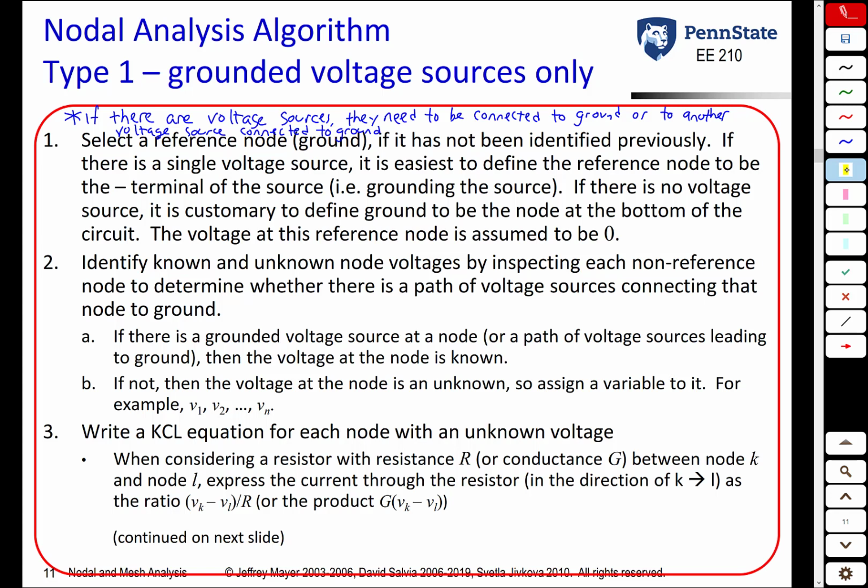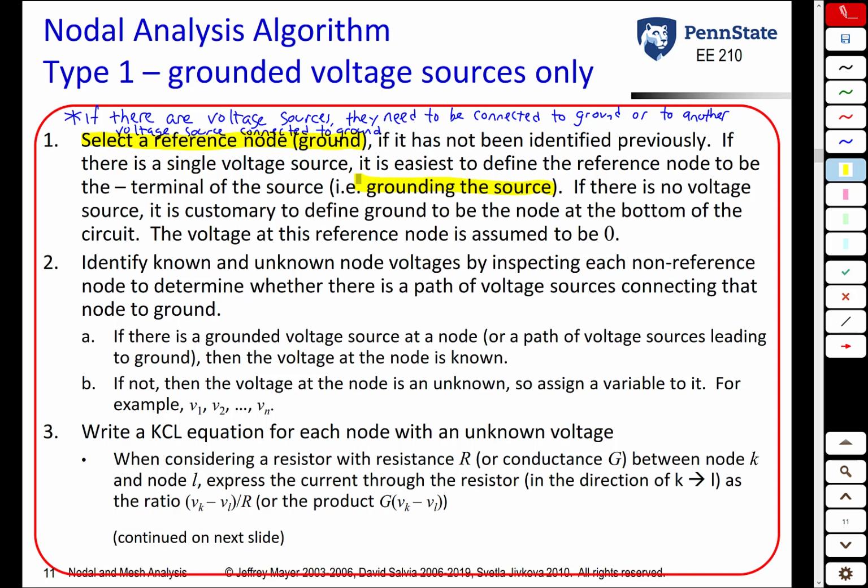So the first thing you always do in nodal analysis is you need to determine ground. In some cases it's given, in some cases it's not. If it's given, you don't have to do this step. If it's not given, then what you want to do is assign ground so that you're grounding your voltage sources. Or, if there are no voltage sources, very often we just conveniently put ground on the bottom of the circuit. So it is important that you do define ground because you need that to solve circuits using nodal analysis.